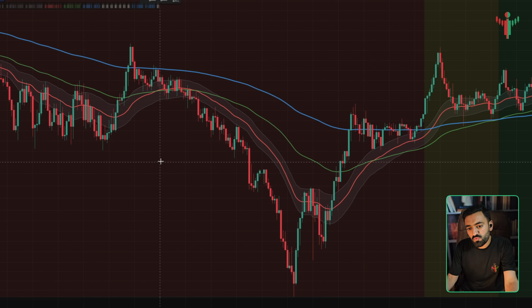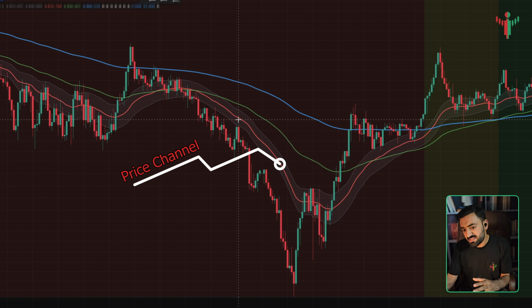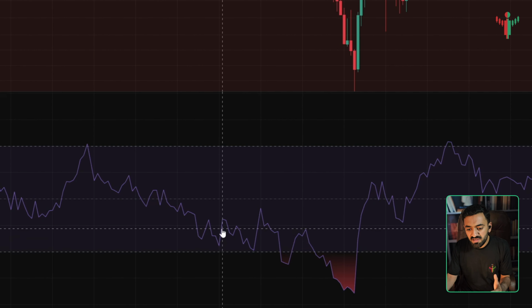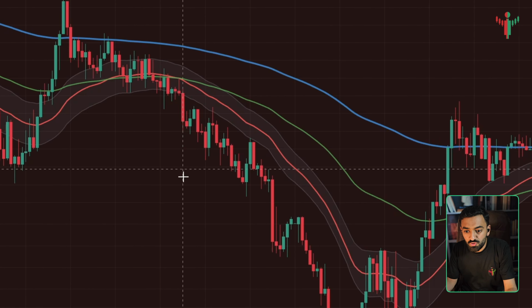So here, first of all, to open a sell, the price must be below this price channel, and this channel must be below this green line, and this green line must be below this blue line, and here below, the RSI must be below 50. And now let me show you exactly where to open a sell trade.